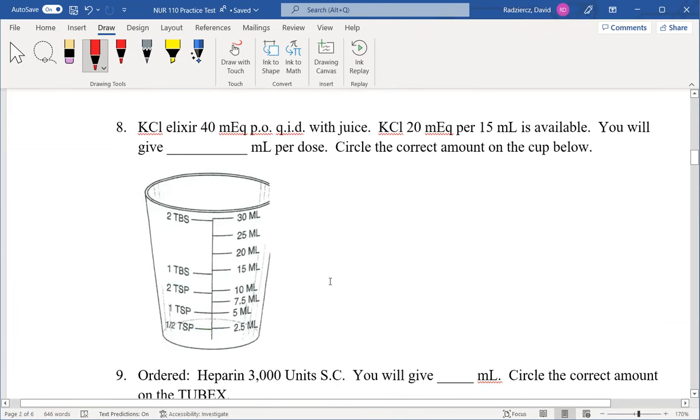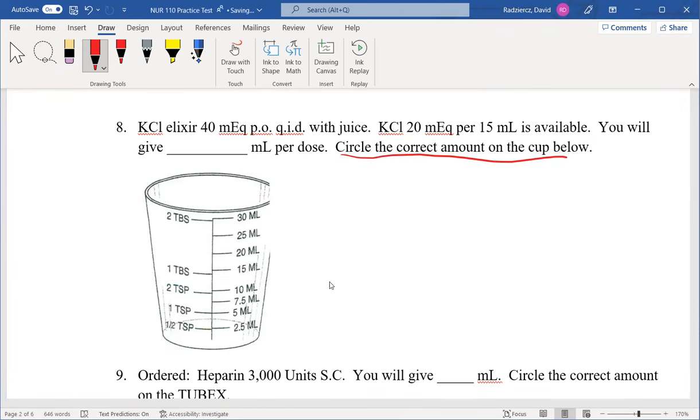All right. This question, the commonly missed thing is you didn't circle the correct amount on the cup. So make sure you mark your cup. Okay. And I'll show you the couple different ways that you might want to mark it. You want to confirm with your instructor how they want you to mark the cups and the syringes. And then if it's on Blackboard, you probably won't even have to worry about it.